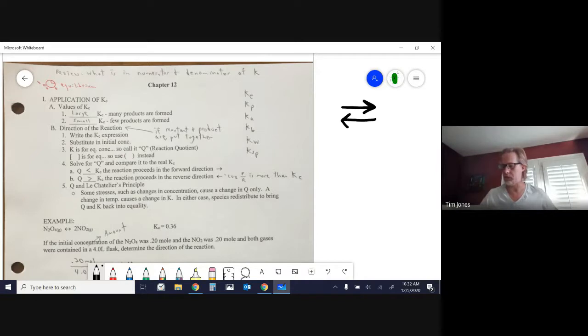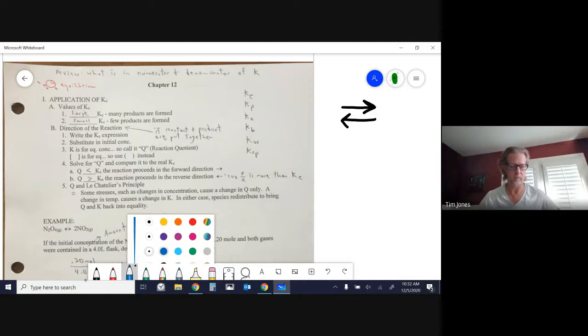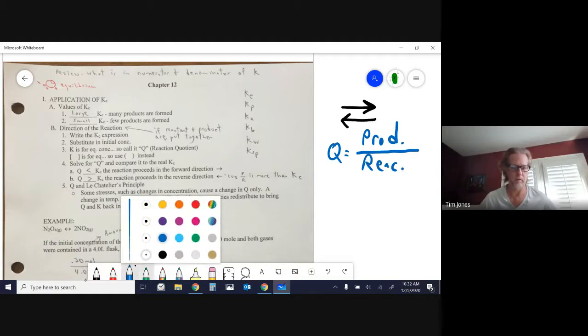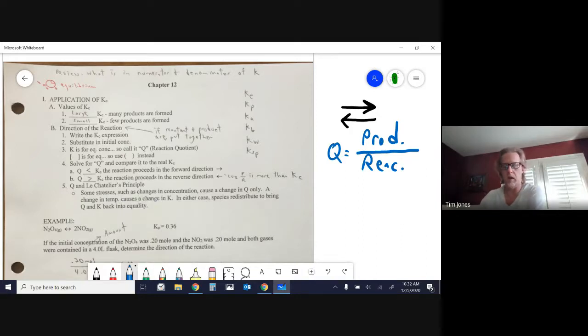And the other thing that we talked about was the idea of a Q, and that Q, the reaction quotient, is the products over the reactants. And for some reason, my pen is huge. Okay, that's better. And it's the same idea as a K expression. A K expression is also products over reactants. They are mathematically the same thing.